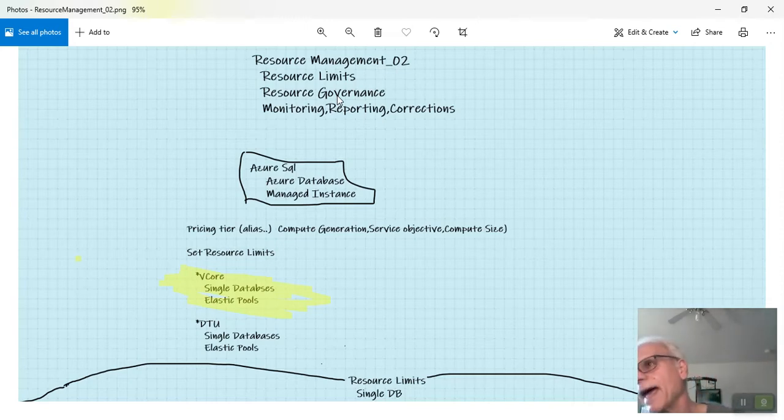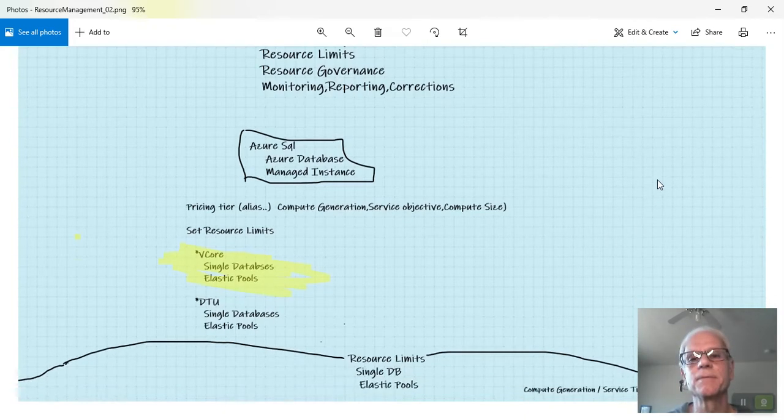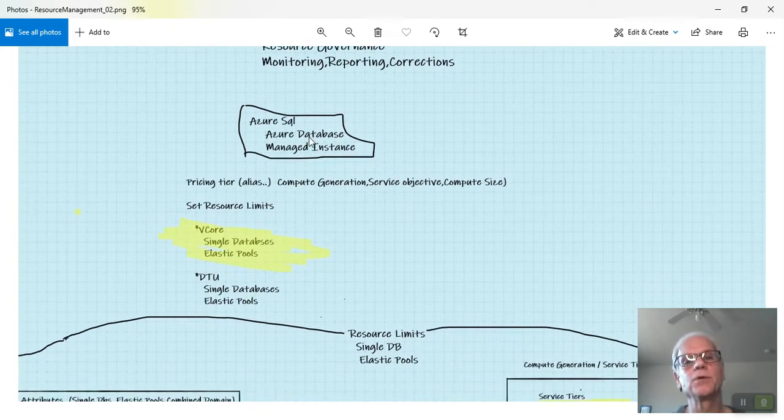What kind of queuing happens? What kind of expansion, if anything, happens? Or what should you do to change that? Do you have to go to a different generation? Do you have to go to a different service tier? Hopefully not, but maybe you do. But make those decisions beforehand so you can make better judgments. Talking about Azure SQL, Azure databases, not the managed instance in this case.